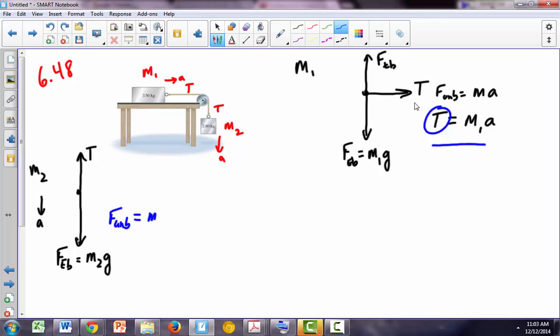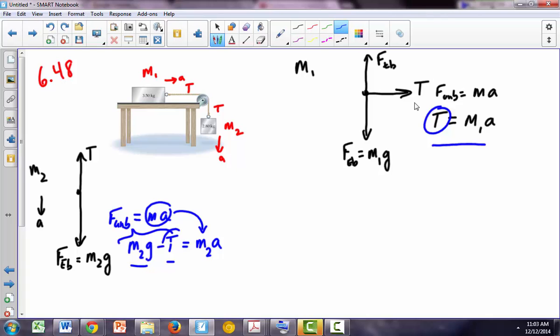So the unbalanced force equals MA. The unbalanced force in this case is M2G minus the tension equals M2A. So this is the MA part of the equation. This is the unbalanced force part of the equation over here. The difference between these two, M2G and T, is my unbalanced force. And it's equal to the mass times the acceleration of that block.